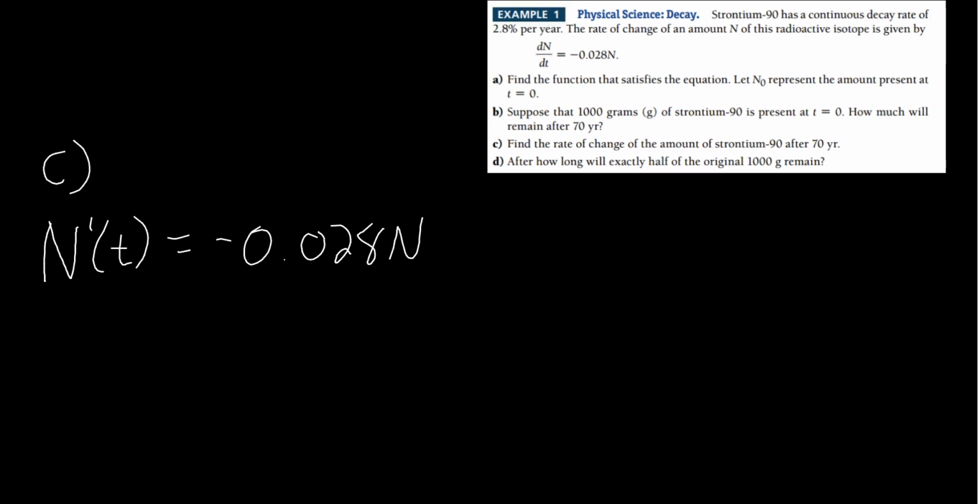Okay, so it's going to be that times N naught. So N naught e to the negative 0.028 times t. All right. We know what our original amount of strontium is. We have 1,000 grams, so that's going to be our N naught, so we can move that over as well. So we can erase this N naught and put a 1,000 there.